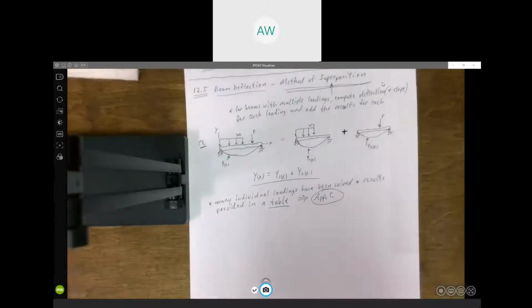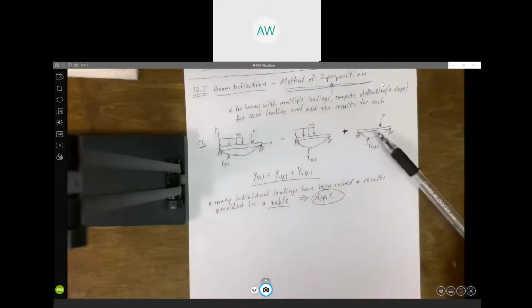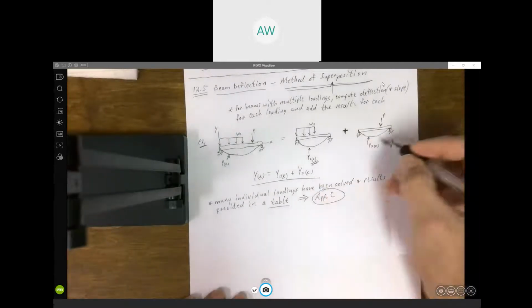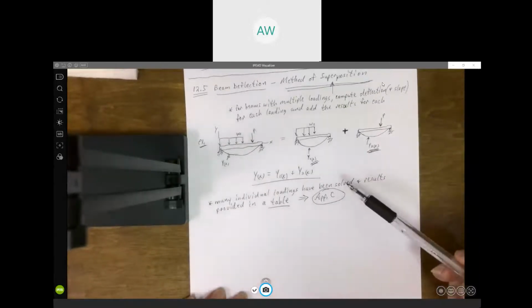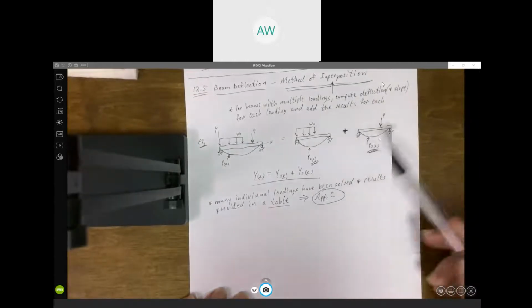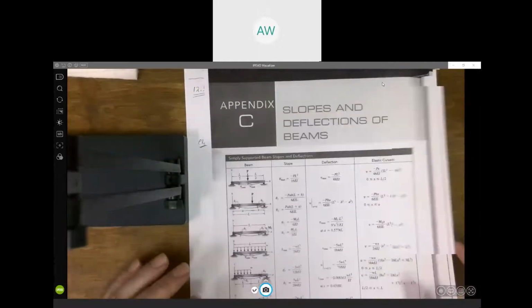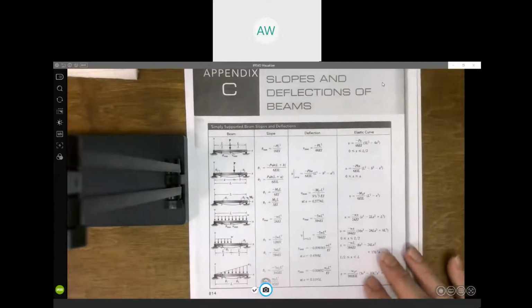So we take our beam with the multiple loadings, break it up into individual loadings, and then we go to a table, and from that table we can get the results for the deflection or slope for the individual loadings, and we just have to add them together. So we don't have to actually go through and calculate those individual loadings. In fact, I made a copy here. This is Appendix C out of your textbook. Looks like it's on page 814.